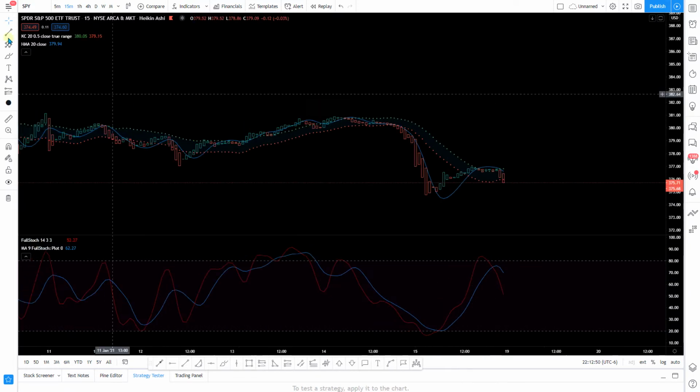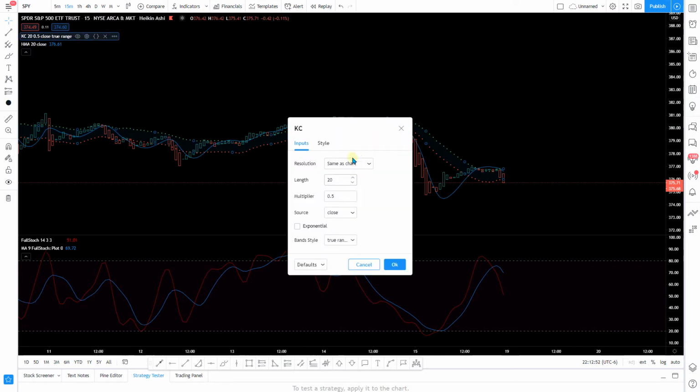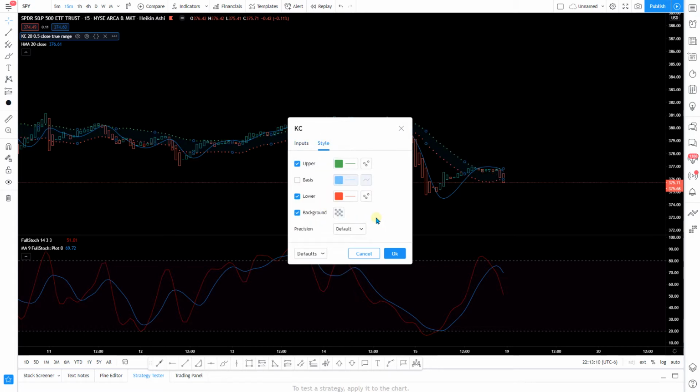So here's the basis of his intraday system. It's on a 15-minute time period. 20 length Keltners, multiplier 0.5, unchecked exponential. You can keep it on there; it changes just a tad. So that's your own preference. I don't know which is better. You have to test it.